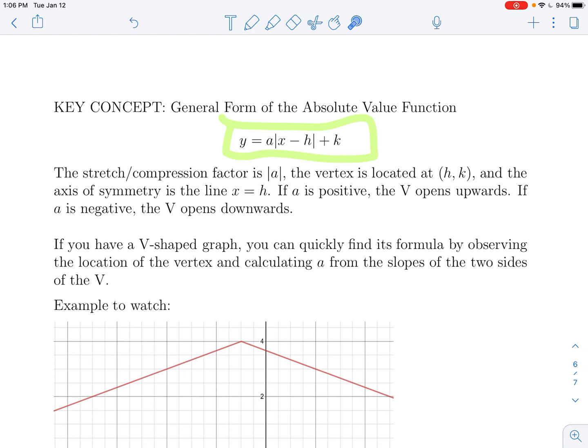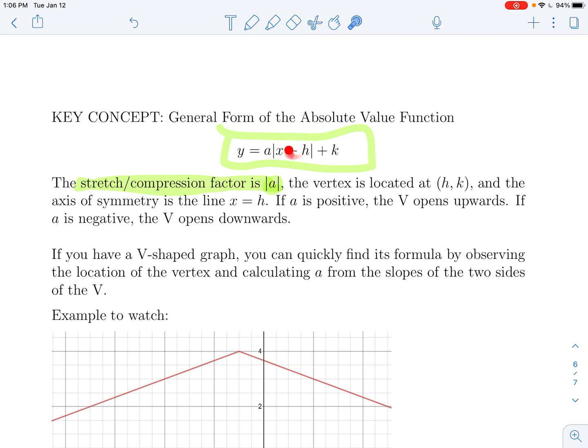But if you see something of this form, you know right away that A is basically measuring the stretch or compression factor. Might be negative, so you have to be careful about that. Here, assuming h and k are positive, we've shifted h to the right and k up. So that would move the vertex. And so whatever h and k are, that's what the vertex is. And x equals h would give us the axis of symmetry because that goes through the vertex.